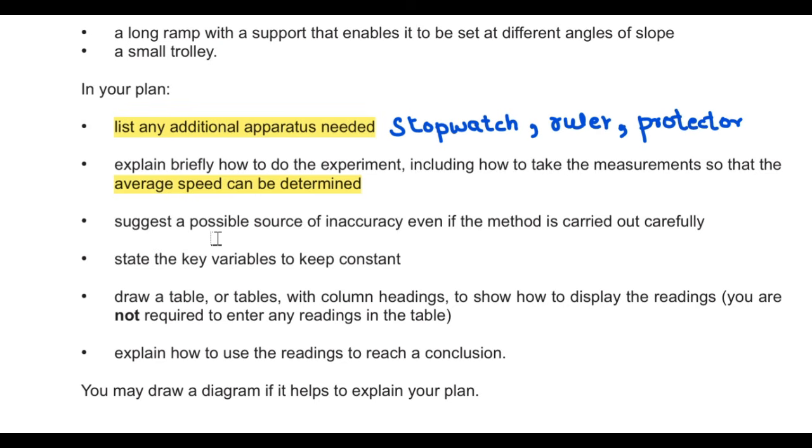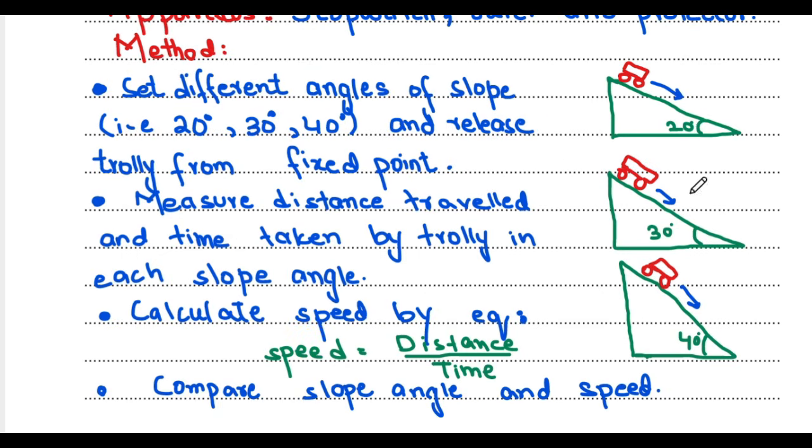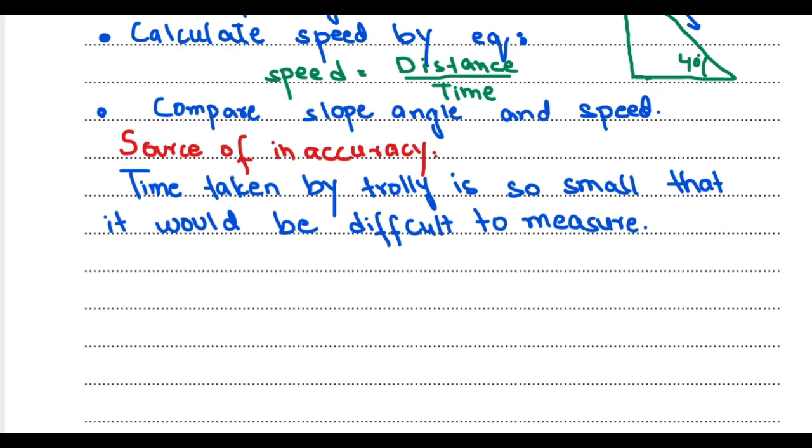Next, the question is saying suggest a possible source of inaccuracy even if the method is carried out very carefully. So the trolley has to fall very quickly from the top and the time interval is very small and it is very difficult to measure this with the stopwatch. So the source of inaccuracy is the time taken by the trolley is so small that it would be difficult to measure.